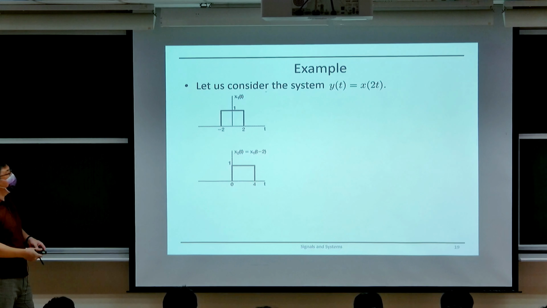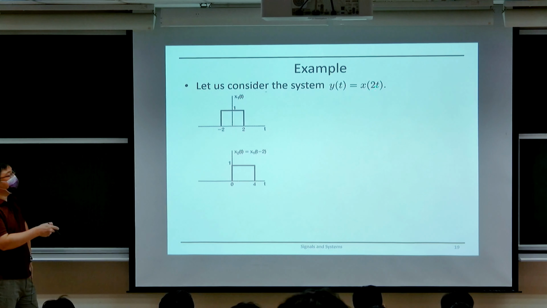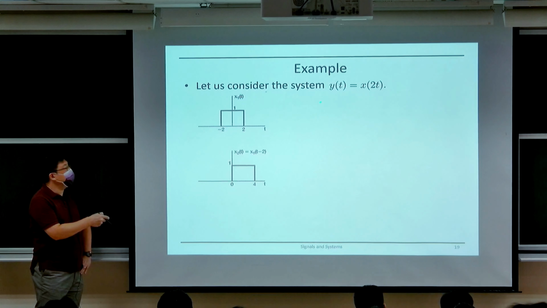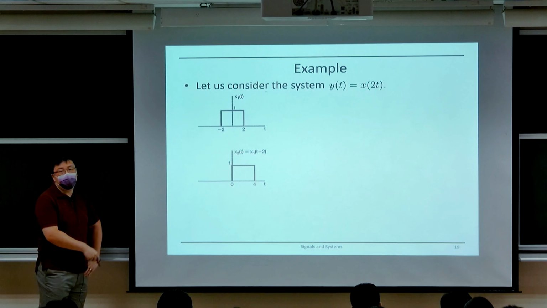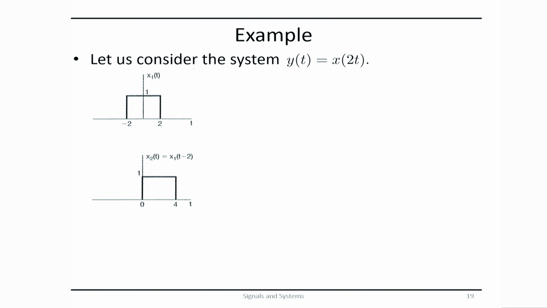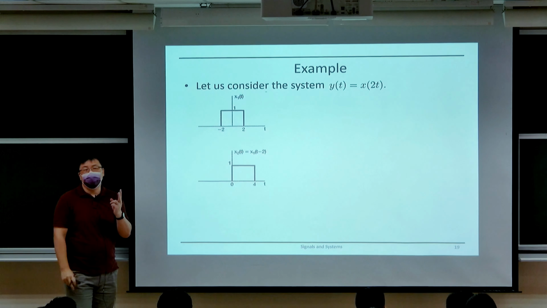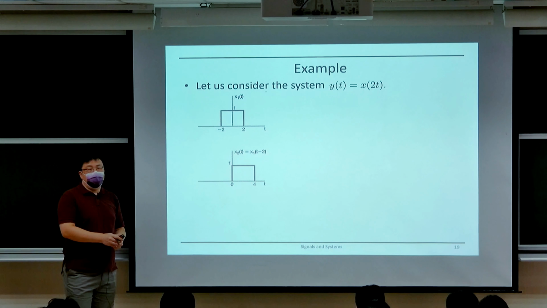All right, so here we have a system where y of t is equal to x of 2t. So this is a time-scaled version. The output is a time-scaled version of the input. We compress the signal by 2 times. So is this system time invariant or not?